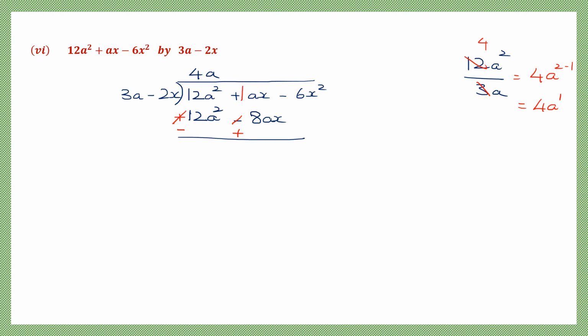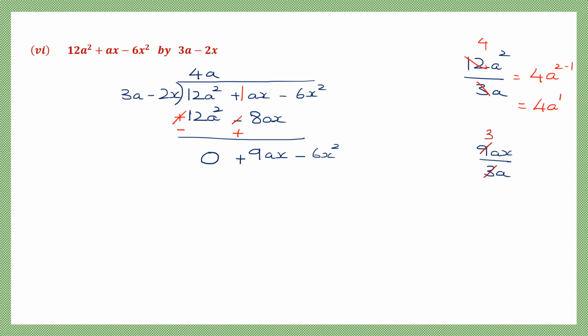So here we have 1. Plus and plus, both signs are plus, so I can add. Plus 1 plus 8 is 9, so 9ax. Now here it is plus 12 minus 12 becomes 0. So I write 0. Now let's bring the next term down, −6x². Again take the first term of the dividend, 9ax, and the first term of the divisor, 3a. Let's divide the two.